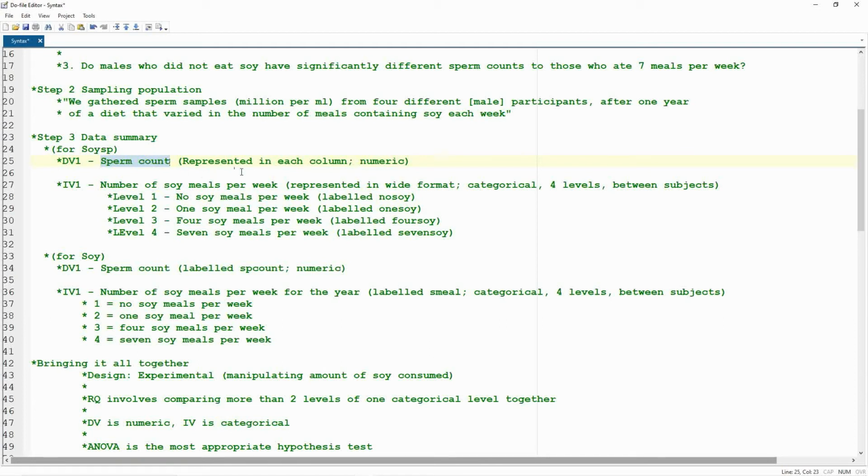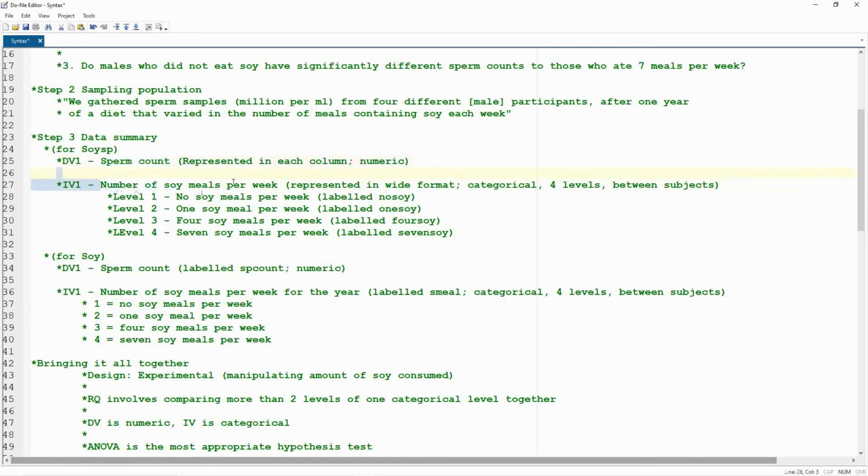If we're looking at a wide data set, though, what's actually going on is each level of our categorical IV is represented as a separate column in our data set. And then our dependent variable scores are inside each of those columns. So what this means is our dependent variable in our soy SP dataset doesn't actually have a column of its own. The scores for the sperm count are actually within the IV columns.